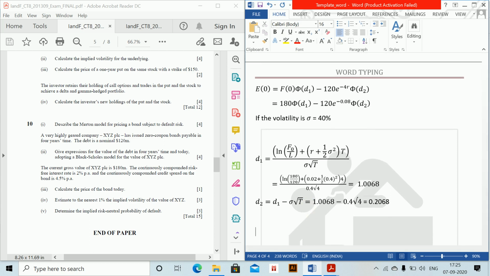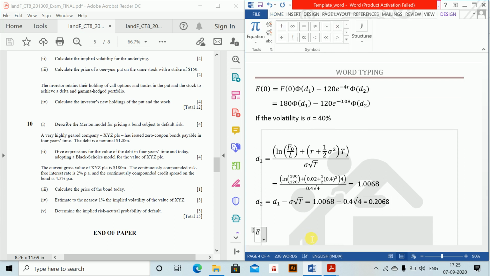Okay, and once you have these values, we can put in the values for our E0. Therefore E0 is equal to 180 Φ(1.0068) minus 120 e to the power minus 0.02 into 4 Φ(0.2068).